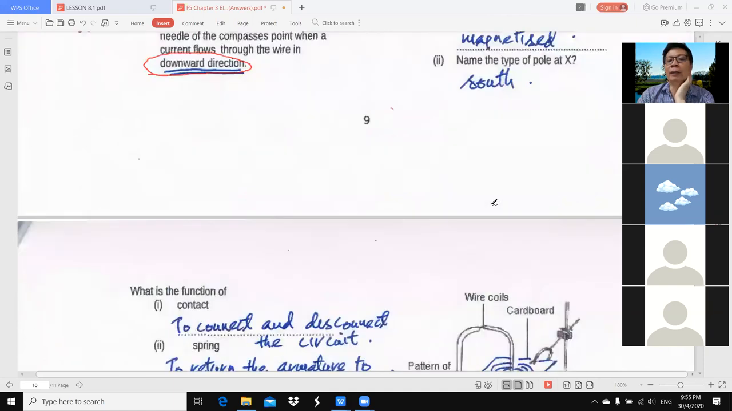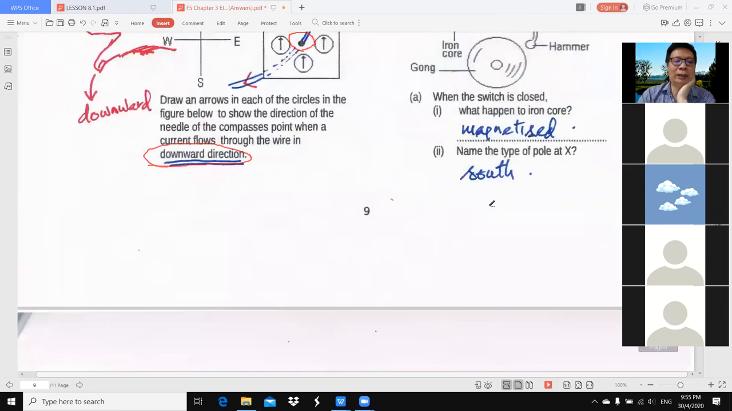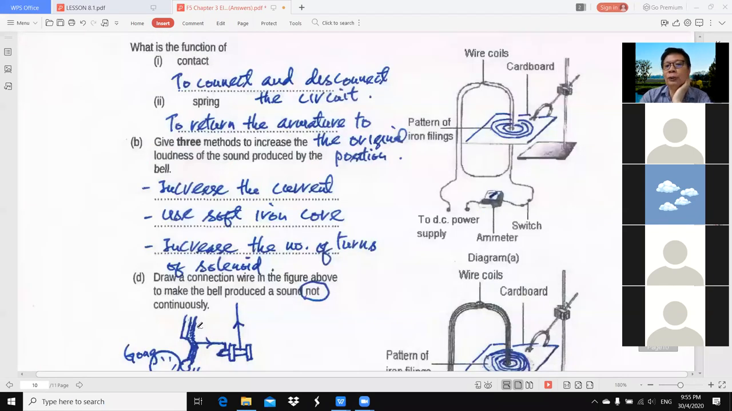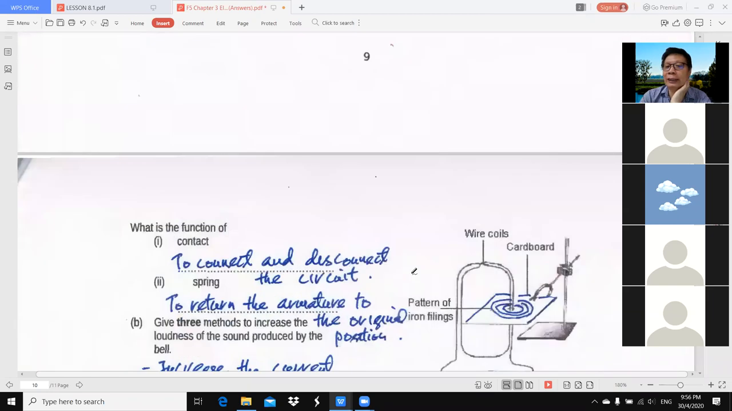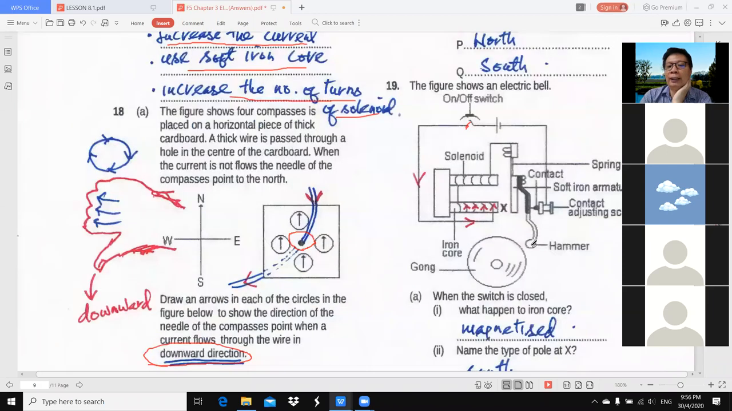And the last one. Last question, okay. Before I show you the answer, you read the question first. It says, draw a connecting wire in the figure to make the bell produce sound not continuously. The sound will not be continuous, it will knock one time and then it stops. Okay, understand the question now. It's here. So meaning that you make this hammer only hit the gong one time only. One time tong, no? Then stop already, never continue.